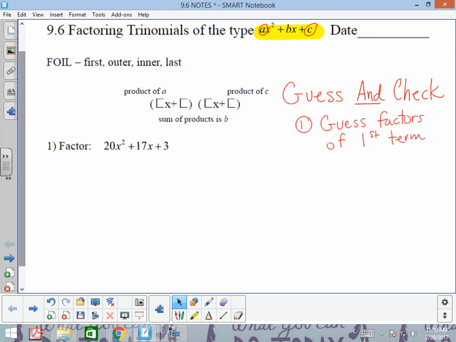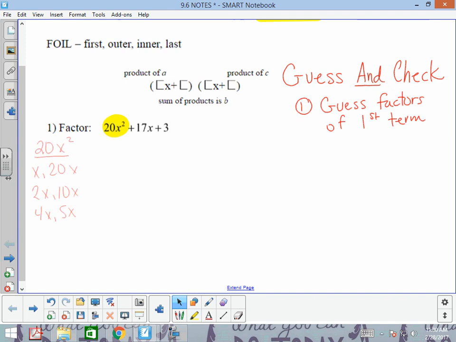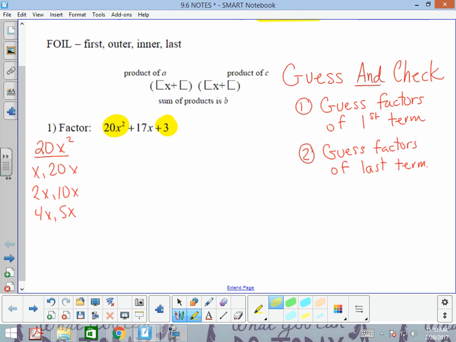First, we're going to guess the factors of the first term. So for 20x squared plus 17x plus 3, the first term is 20x squared. Let's write down the factors of the first term. The factors of 20x squared are x and 20x, 2x and 10x, 4x and 5x. We're going to come back to that in just a second. Secondly, we're going to guess the factors of the last term. The last term in this problem is 3. Factors of positive 3 are 1 and 3, negative 1 and negative 3.